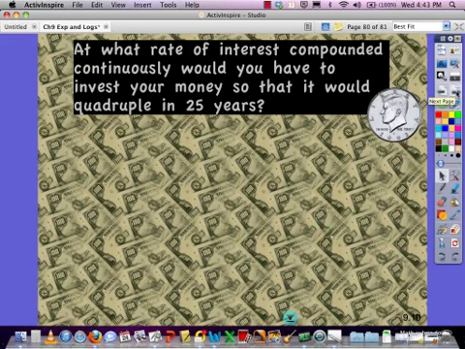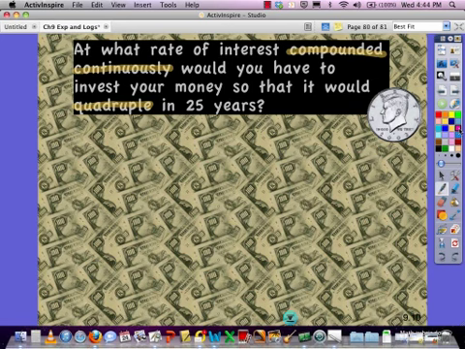A real life problem. At what rate of interest, compounding continuously, would you have to invest your money so that it would quadruple in 25 years? Oh, okay, so we're doing a money problem. PERT, or PERN, it says a couple things to highlight as you go through your problem. That we are compounding continuously. All right, so if we start there, let's go with that pink.